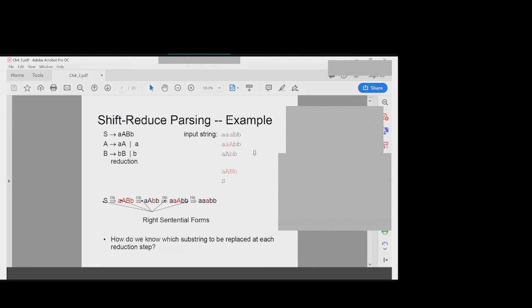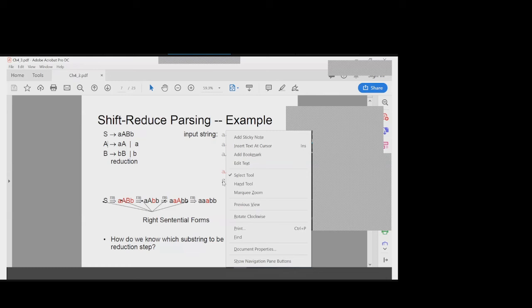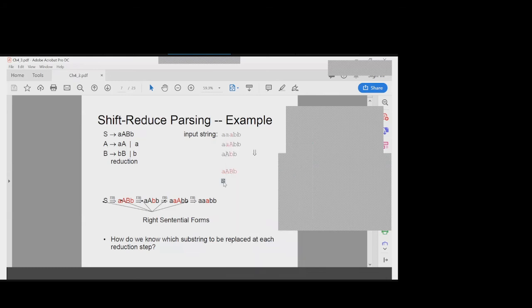So if you reduce this A, which is matching the right side rule, to non-terminal A, then this string will not lead to the starting non-terminal symbol. So it will not go into the accepting state. That is why this string also matches the right side rule, but it is not a handle.